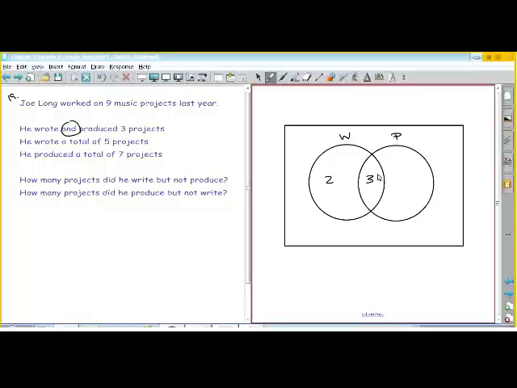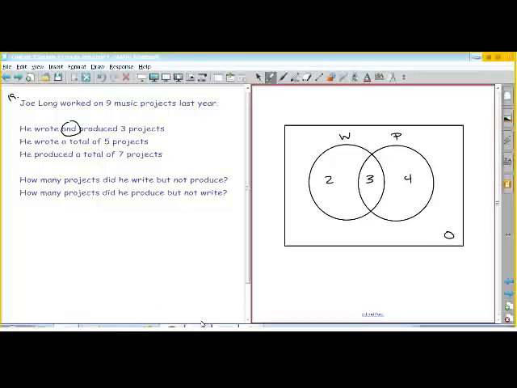Likewise, he produced 7 projects. So I know that inside the produced circle I have to have a total of 7 projects. I've already got 3 that are already taken care of in this overlap. So the number I put in there is 4. And you can see if I add 2 plus 3 plus 4, I get 9. So that takes into account all the projects that he worked on.